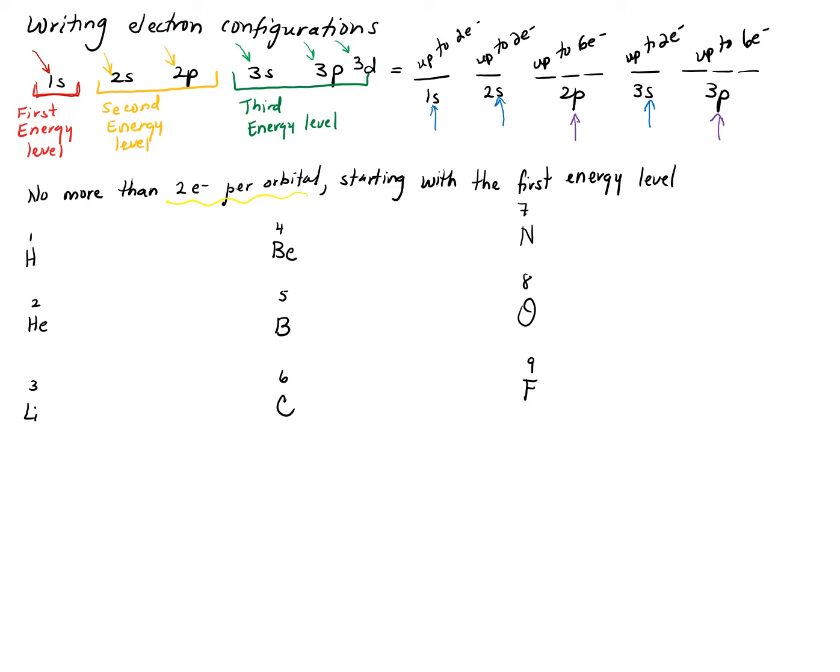So now I'm going to start. For hydrogen in the periodic table, you can check your periodic table. Hydrogen is element number 1, which means that you have 1 electron. So for the electron configuration for hydrogen, we're going to start in the first energy level. In the first energy level, we have the s orbital. And now, for hydrogen, we have 1 electron.